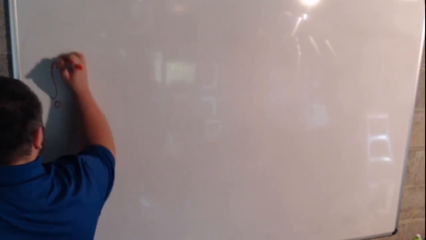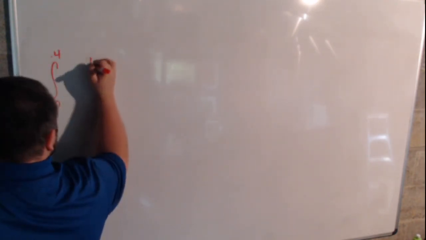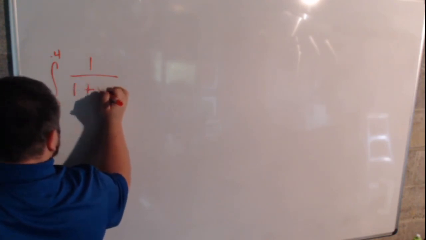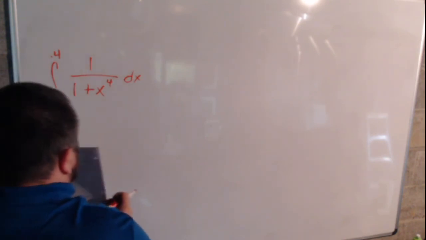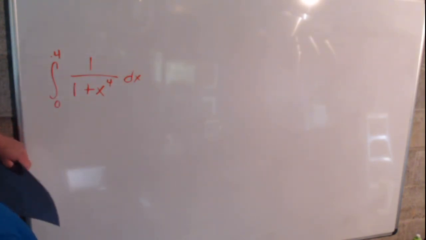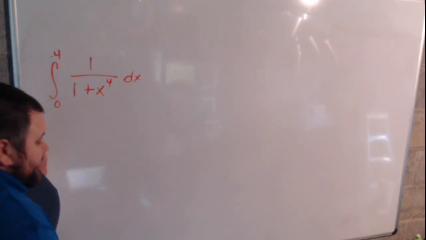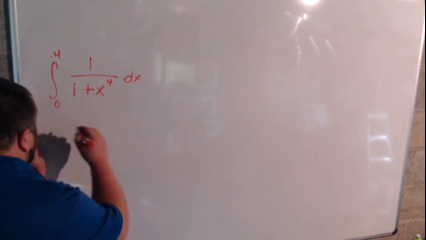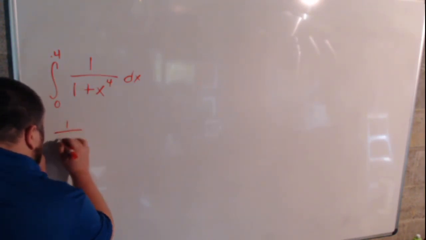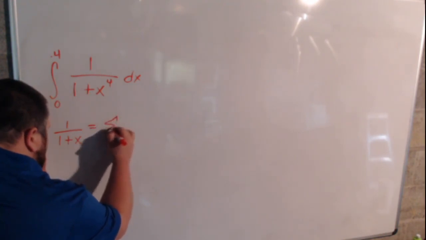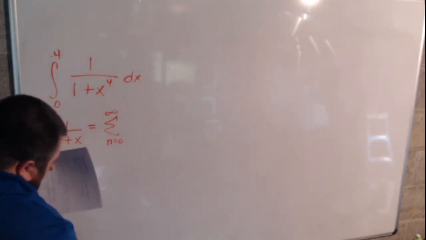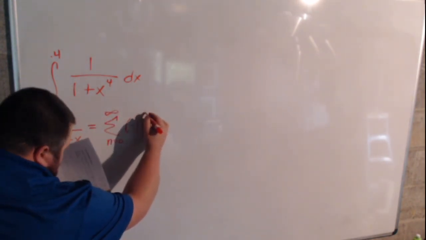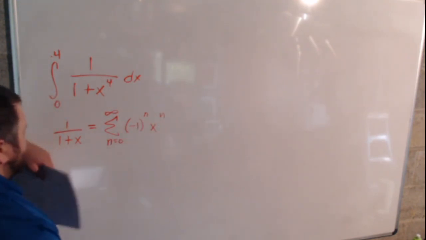So I have an integral here. It is the integral from 0 to 0.4, 1 over 1 plus x to the 4th dx. That's not necessarily a fun integral to do. We could do a trig substitution and solve this. Instead, let's use the fact that 1 over 1 plus x is equal to a summation from n equals 0 to infinity of -1 to the n, x to the n.